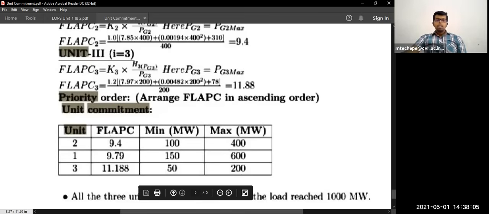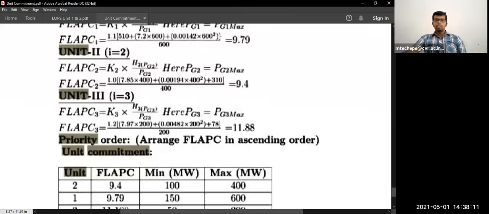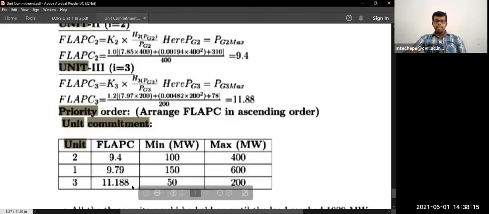So ascending order. FLAPC, what is the value of FLAPC, full load average protection cost? Here first is 9.4, second is 9.79, third one is 11.88. That we substituted over here.